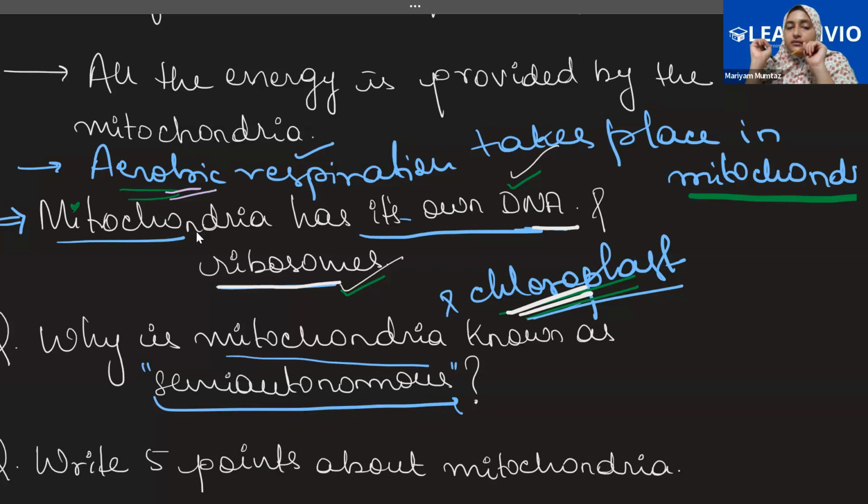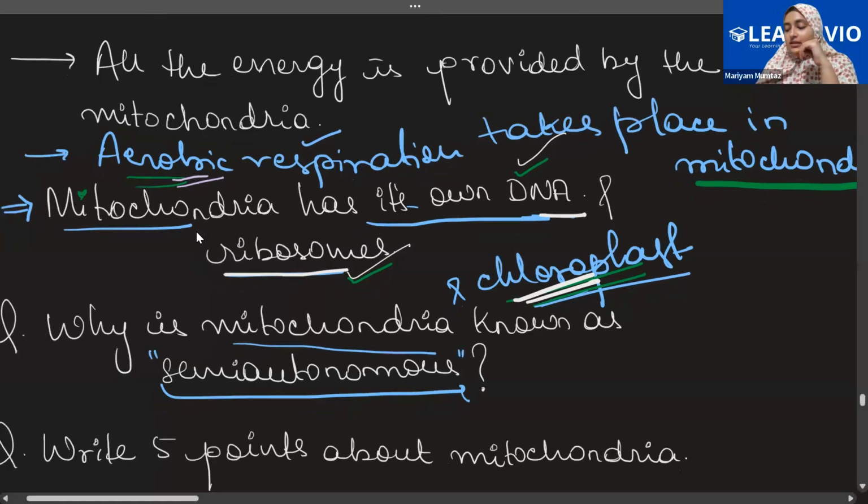Astitva, tell me. It won't be dependent because it has its own ribosomes, and as we know, ribosomes help in protein synthesis. Yes, proteins. It helps in the process of protein synthesis. So since it has its own ribosome, it will not be dependent on the nucleus or the ribosomes which are present in the cell.